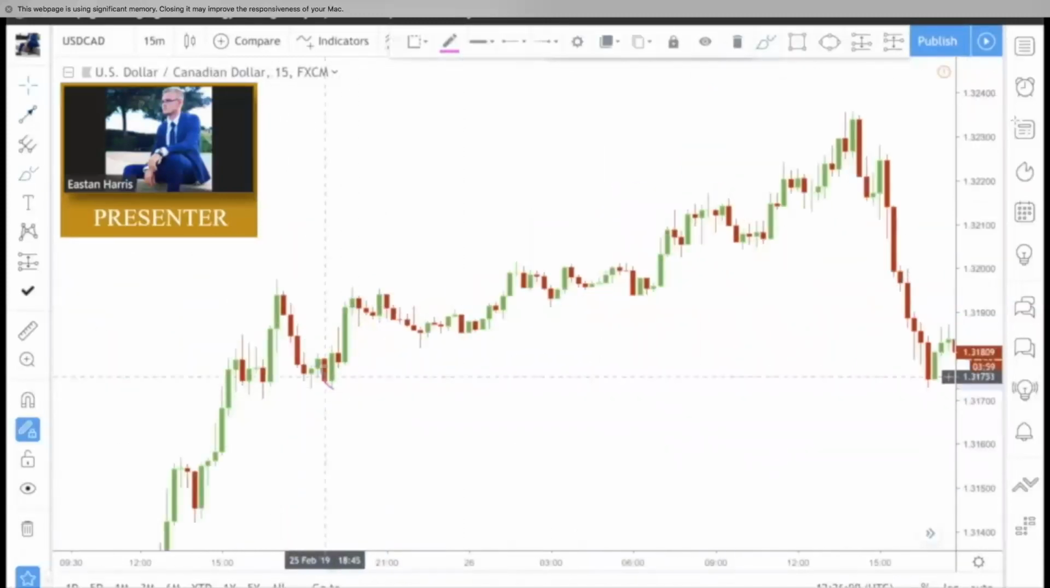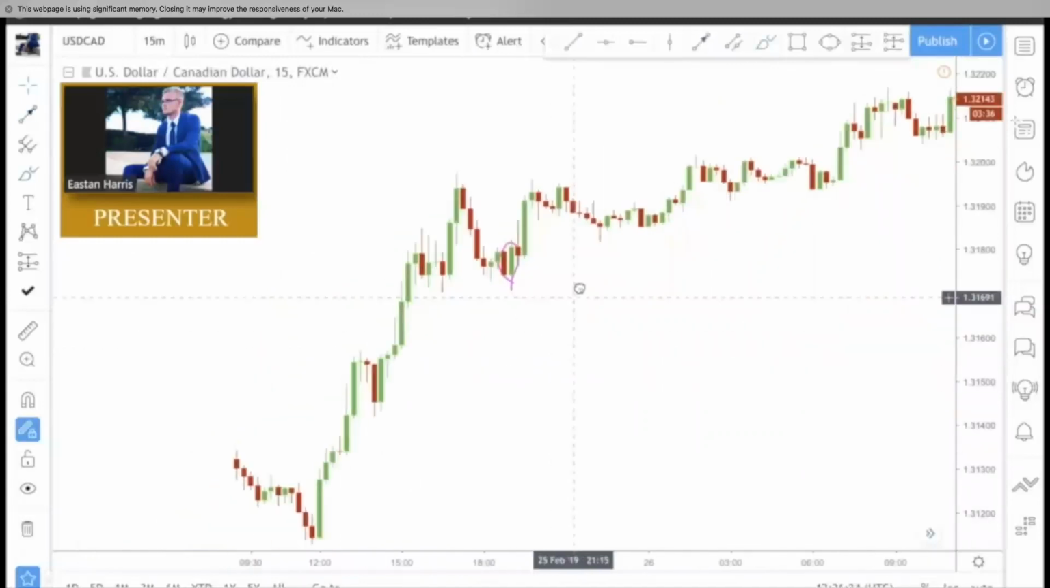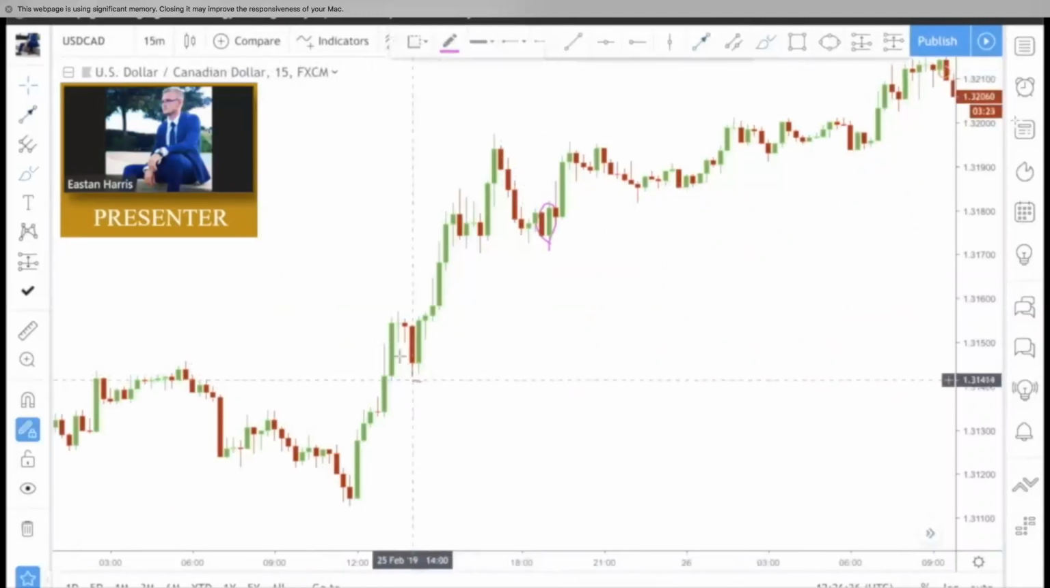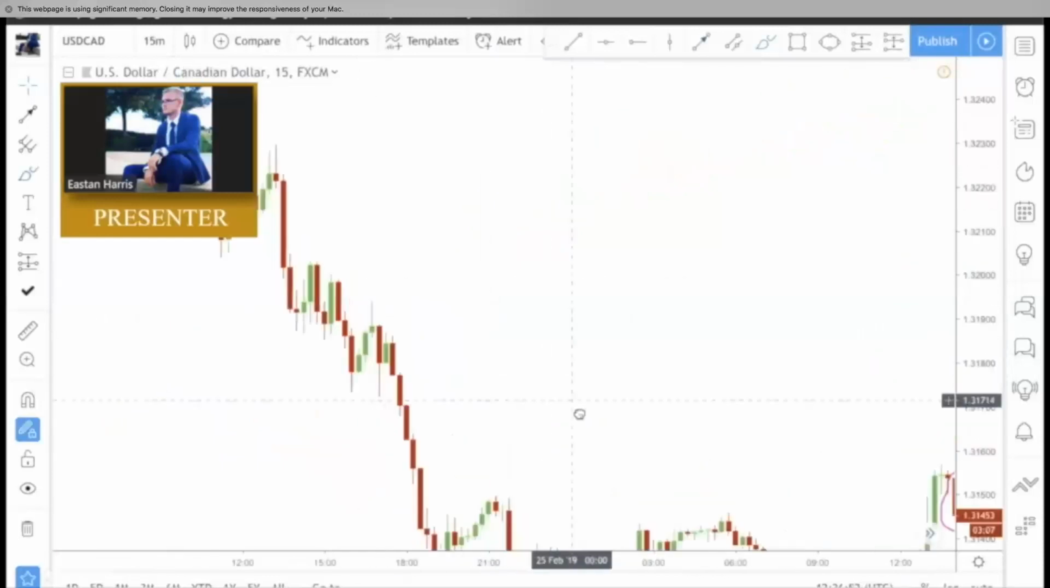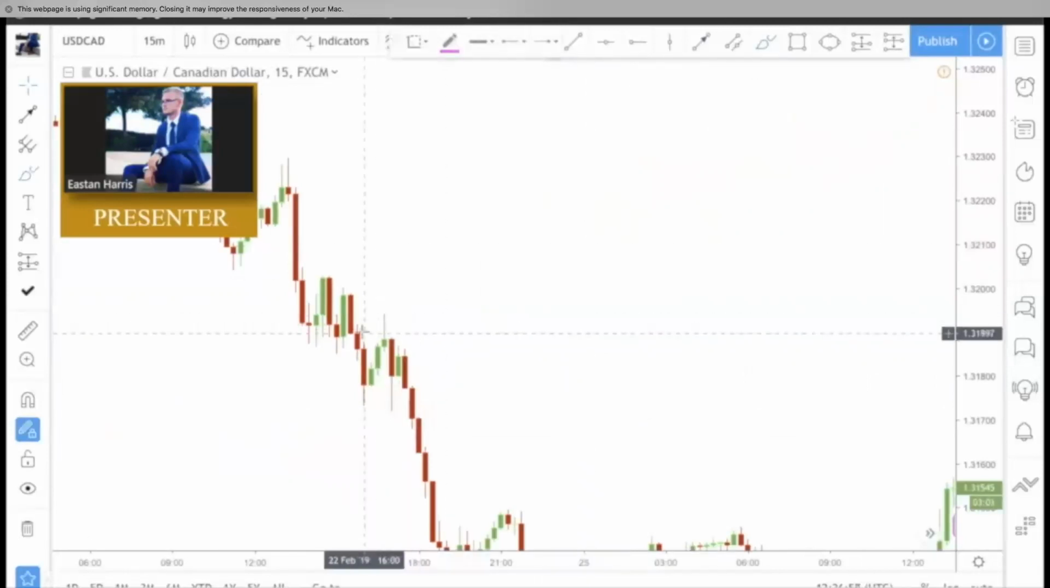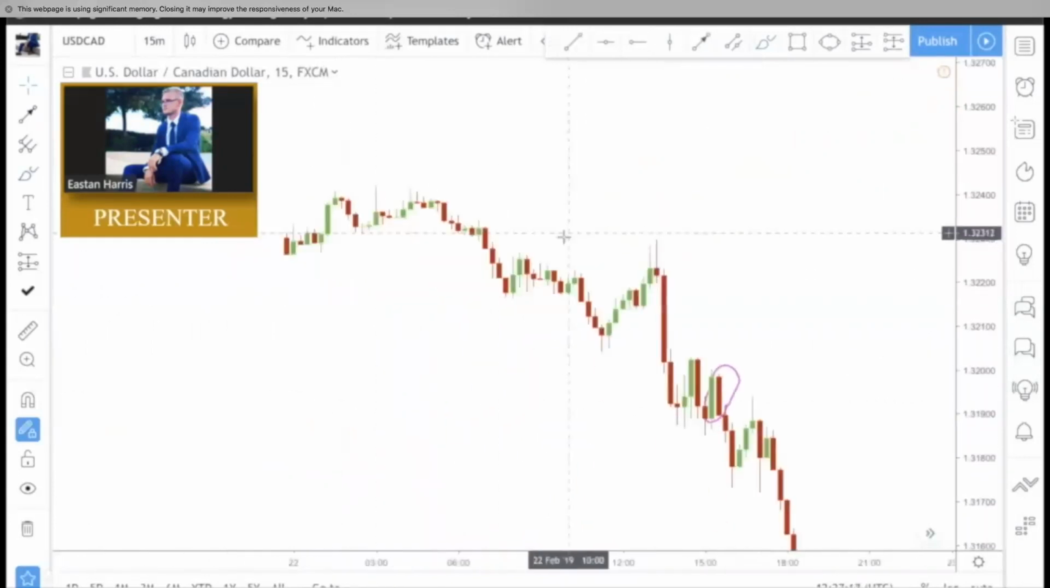Down here we have another railroad. And after this prints, price continues to the upside. Here we have another example right through here. Railroad, price continues to the upside. Here we have an example of a bearish railroad, price continuing to the downside. Price was falling, bulls kicked in, bears fought right back and maintain control of the market. Very easy stuff, guys.